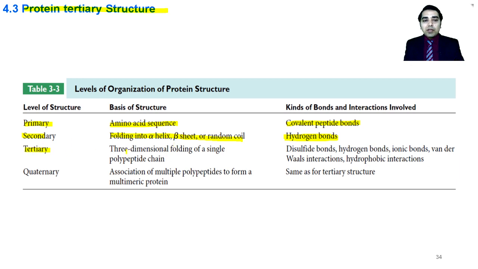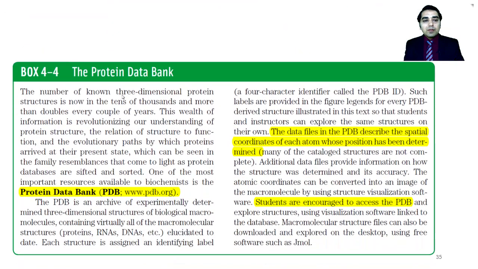If we talk about the tertiary structure, 3-dimensional folding of a single polypeptide chain occurs in the tertiary structure. And the disulfide bonds, hydrogen bonds, ionic interactions, van der Waals forces, and hydrophobic interactions are all present in the tertiary structure, while the quaternary structure is involved only when there is more than one polypeptide chain. It is the association of multiple polypeptides to form a multimeric protein. The same forces as are found in tertiary structure are all stabilizing even the quaternary structure.